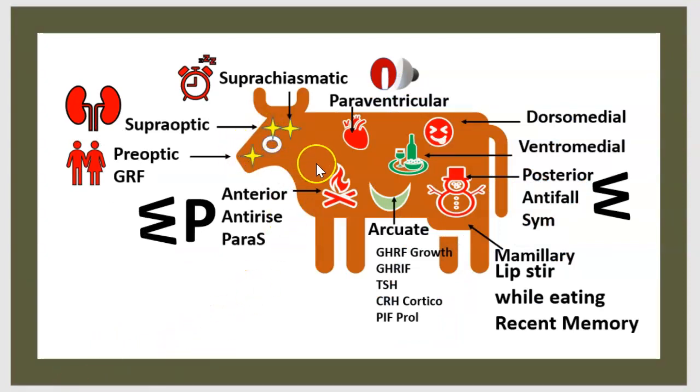We start with the optic chiasma, the eye of this core. There are 3 nuclei around this eye. The upper one is the suprachiasmatic nucleus, concerned with circadian rhythm. The other one is the supraoptic nucleus, antidiuretic hormone. The third one is the preoptic nucleus, gonadotrophin releasing factor, sex.